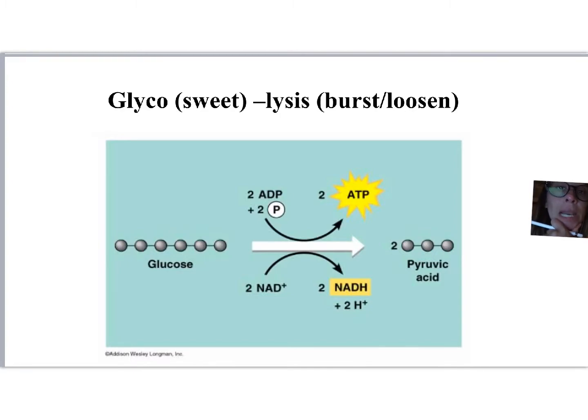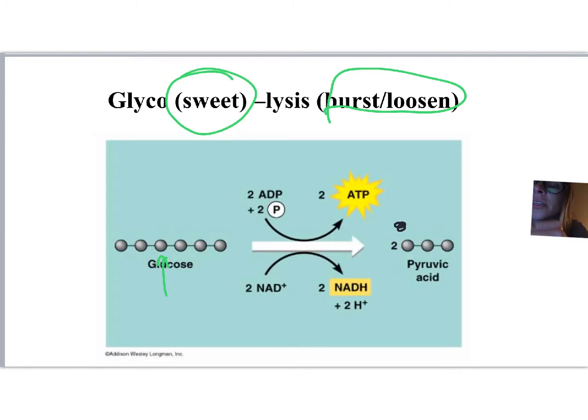Glycolysis. So glyco is referring to the fact that sugar is sweet, right? So that's helpful. And lysis means to break or to burst open, to shatter apart, okay? So it's lysed. So glycolysis means we're going to break open a glucose molecule, and we're going to get these 2 pyruvic acids. So here, let me draw the second one, because technically there's 2 of them, right?